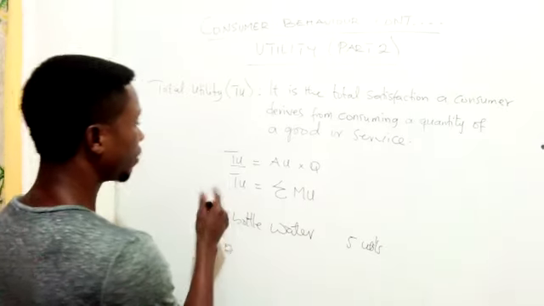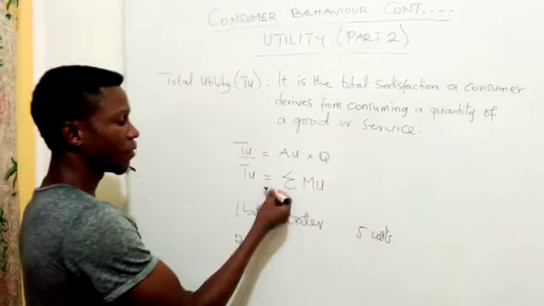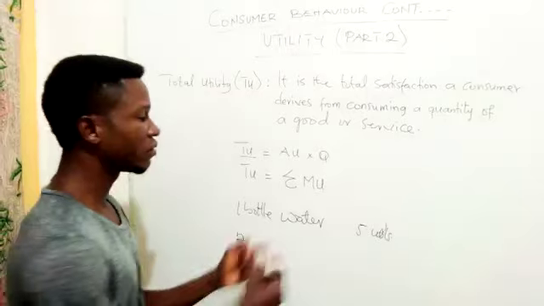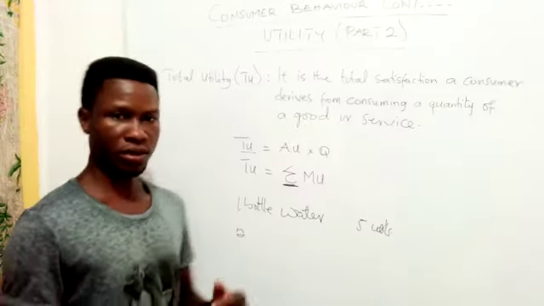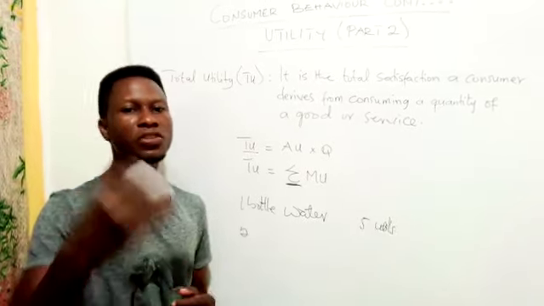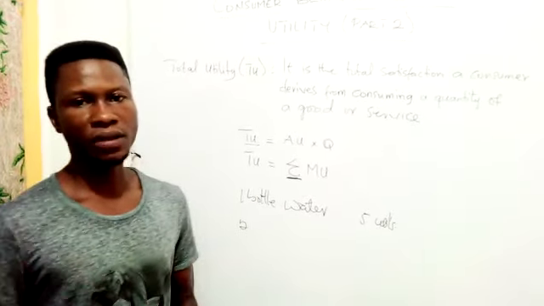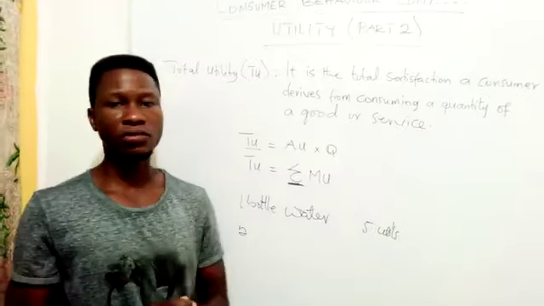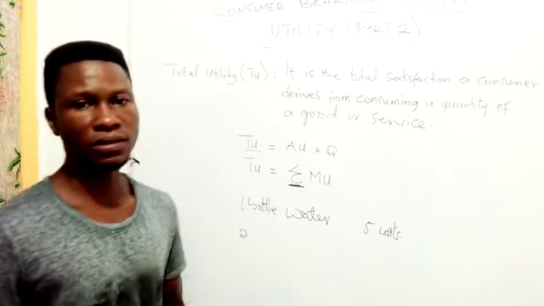Then the second formula we can use to get the total utility is the summation. We call it cumulative summation. So the summation of the marginal utility at each level gives us the total utility. Is that okay? We'll have illustrations and I will explain in detail. Is that clear? Now let's look at average utility.